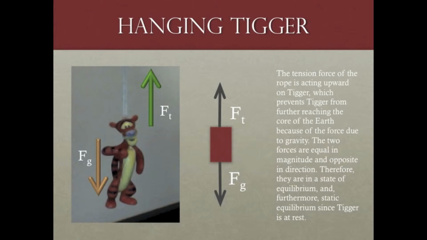The tension force of the rope is acting upward on Tigger, which prevents Tigger from further reaching the core of the Earth because of the force due to gravity. The two forces are equal in magnitude and opposite in direction, therefore they are in a state of equilibrium. Since Tigger is at rest, Tigger is in a state of static equilibrium.